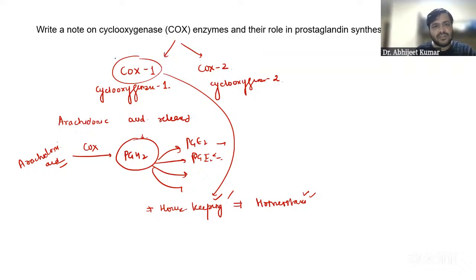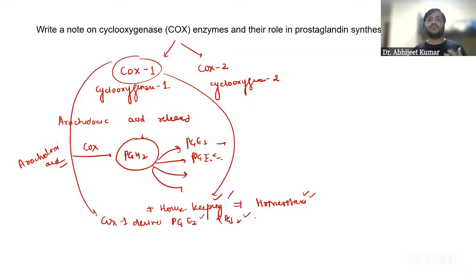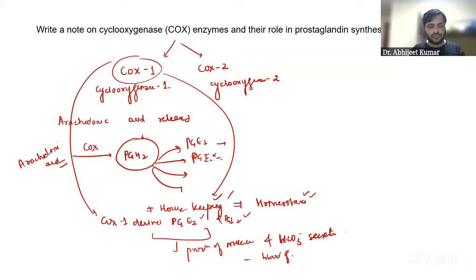Now remember what are the functions of this COX-1? COX-1 derived PGE2, the prostaglandin E2, and PGI2 basically play a very important role in the gastrointestinal tract. They are helping in promoting mucus and bicarbonate, HCO3 minus, secretion, help in blood flow, and they also help in the prevention of formation of ulcers. Okay, that is something important.